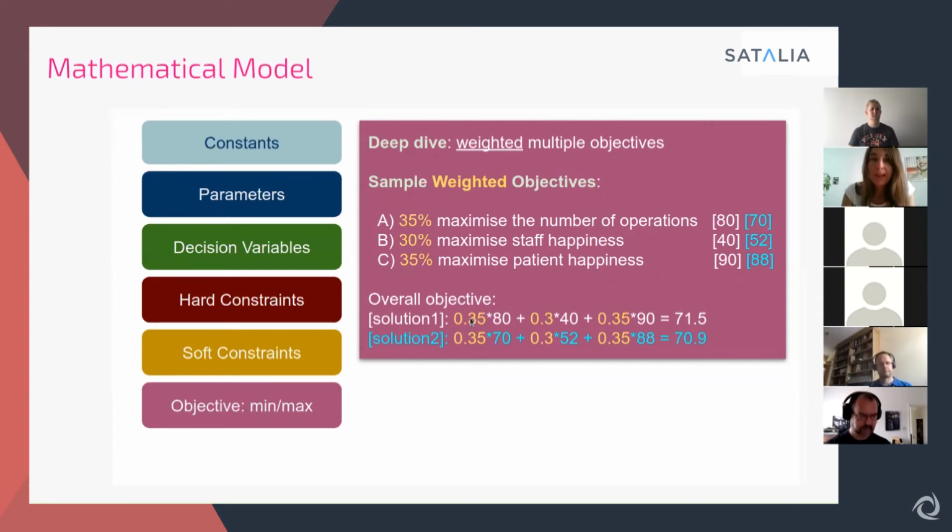And if we now evaluate our 2 solutions, we unsurprisingly see that now the first solution is preferable because their values for A and C are higher than the ones for the second solution. Now, if you would change the weights for different priorities, we might say the staff happiness is the most important thing for us. Now those 2 solutions are going to be evaluated again differently, and now the second solution is preferable because it has a much higher value for the staff happiness.